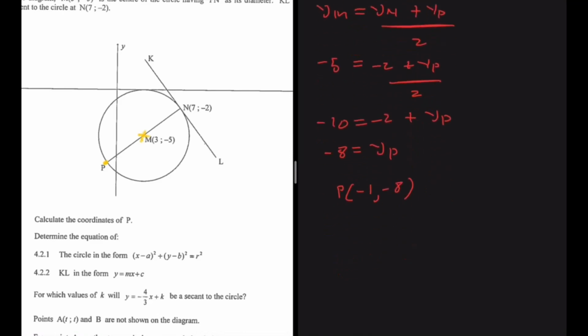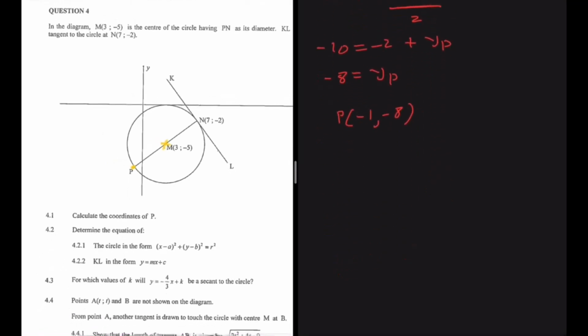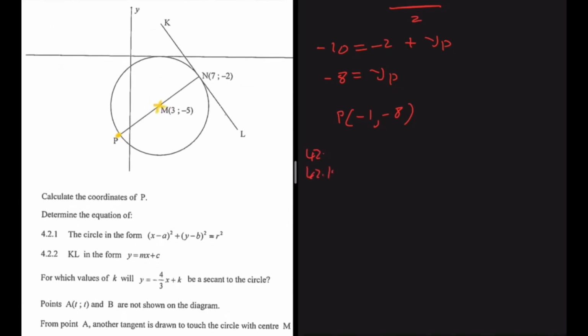Let's do 4.2.1. So 4.2, and then we have 4.2.1. So 4.2.1 is saying let's determine the equation of the circle in the form x minus a, squared, plus y minus b, squared, is equal to r squared. So here we're going to use the coordinates of M again, right? 3 will be a, and y will be b, right?